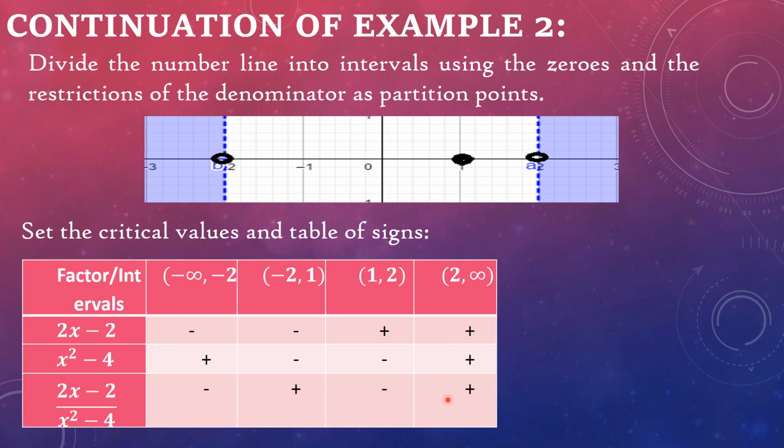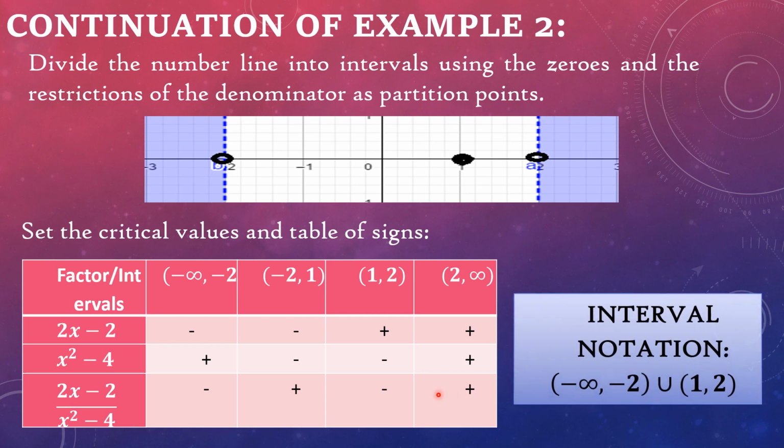Which means our interval notation then is negative infinity to negative 2, union 1 to 2. So we will get only this column where the last sign is negative. Here also, 1 to 2, the last sign is negative. Because our inequality has a symbol of less than, we will only get these ones to make our interval notation.